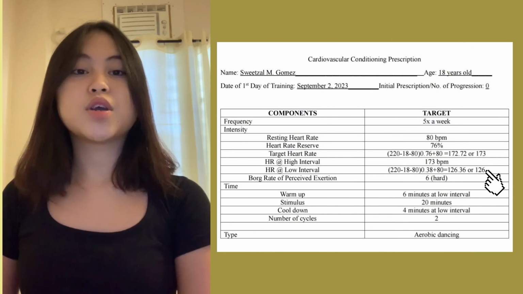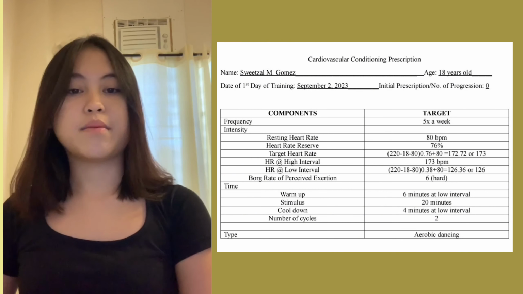Next is the Borg rate of perceived exertion. You see that scale; it is the basis of this Borg rate of perceived exertion. It is the rating of how hard the exercise done was. From 1 to 10, it has its indicators, and I chose the rate of 7 because for me, the cardio exercise I did is very hard. So that's it. We're done dealing with the intensity.